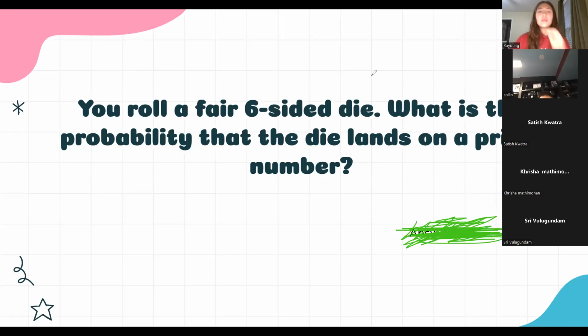Okay, so anyways, let's see what you guys said. I see 1/2 and then also 2/3. But no, it's okay. So the prime numbers, if you remember, are going to be 2, 3, and 5. So that's 1/2.